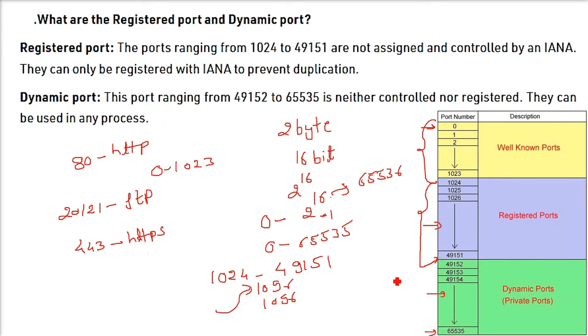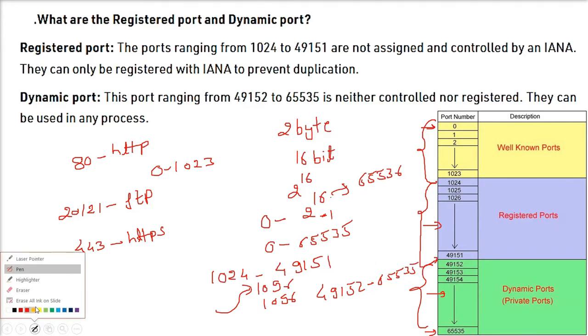For dynamic ports, you don't need any registration. This port range, from 49152 to 65535, is neither controlled nor registered. Let me tell you again, 49152 till 65535. They can be used by any process.